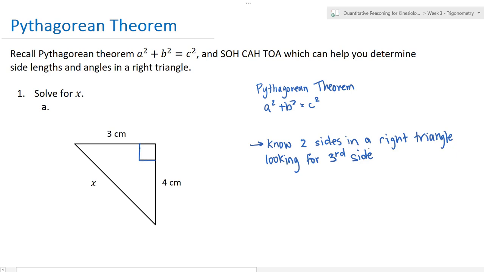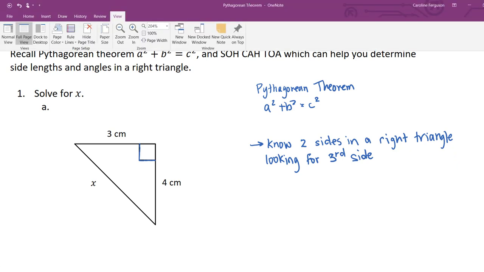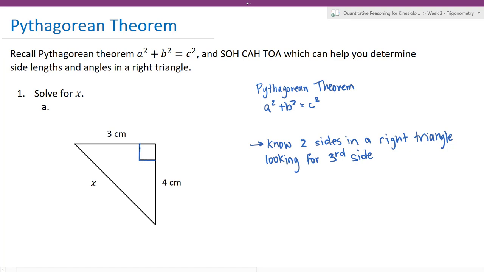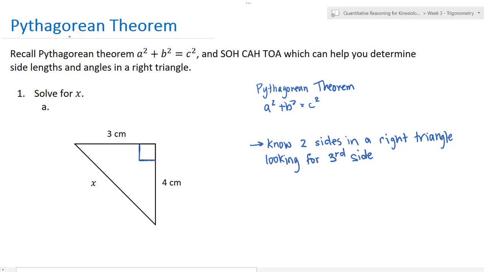All right, now in Pythagorean Theorem, we have an A, a B, and a C in the formula. Now the C is the most important one, and for that we need to know which of the sides is which. Okay, so for C, what's very important is that C is the hypotenuse. And the hypotenuse is the longest side.